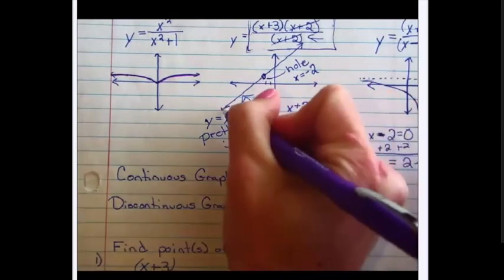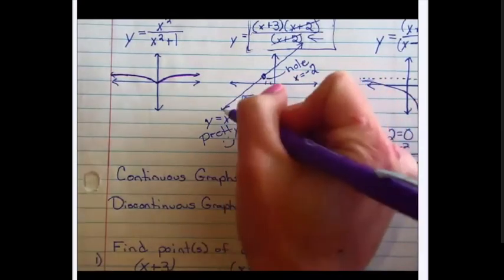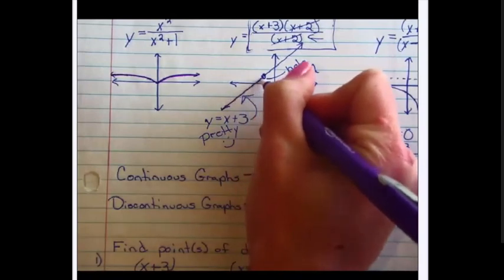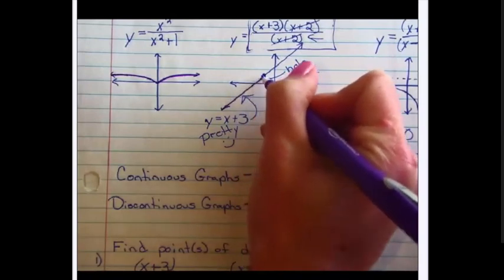This graph is discontinuous because it has a hole in it. So if I trace this graph, I trace it to here, and then there's a hole. I have to jump over it.